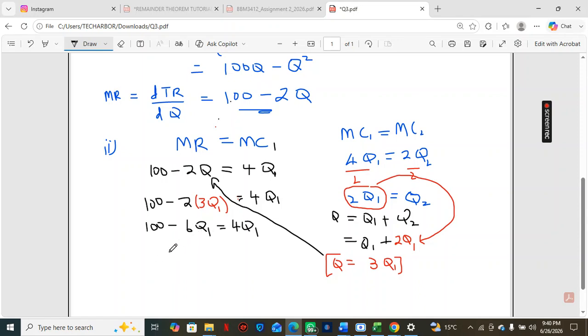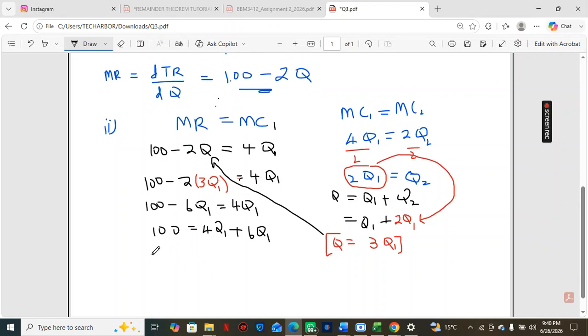Okay, so we group like terms together. So we're going to say 100 equals 4Q1 plus 6Q1. I'm going to have 100 here. So 4Q1 plus 6Q1, that is 10Q1.